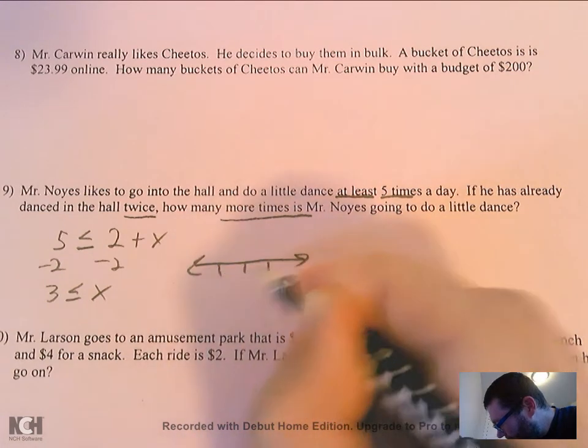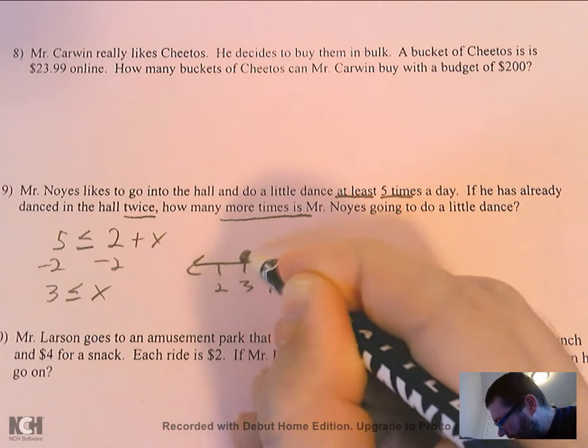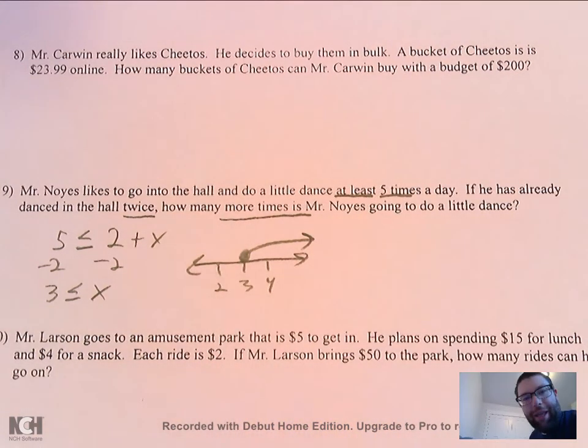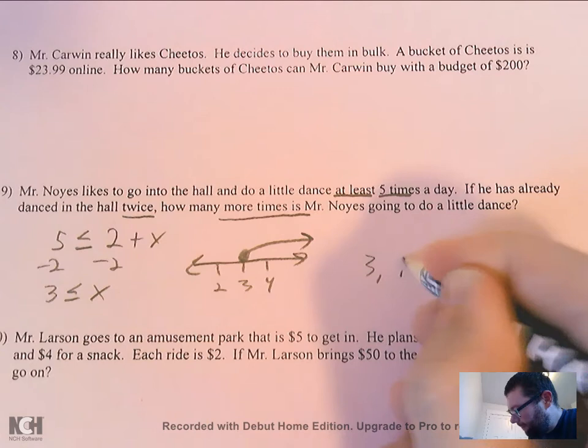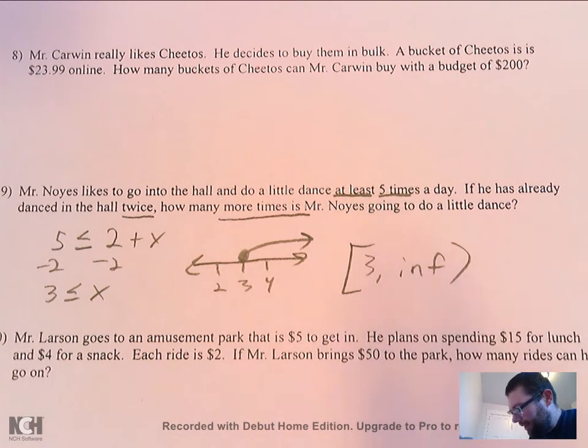So on our number line, when we graph it, we'd have a closed circle, and it would go to the right. And it would be 3 to infinity. And since it's a closed circle, it'd be a bracket. And that'd be your answers.